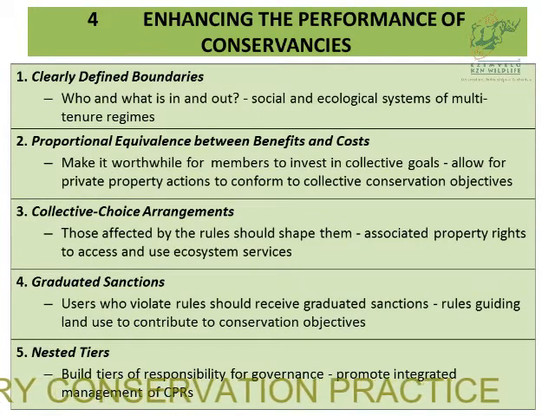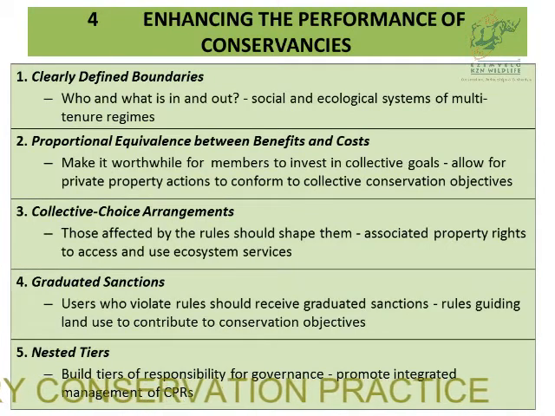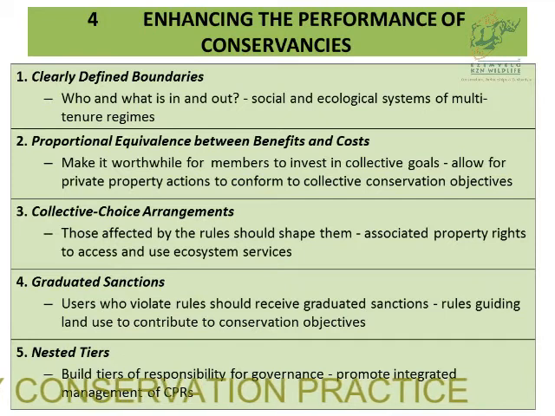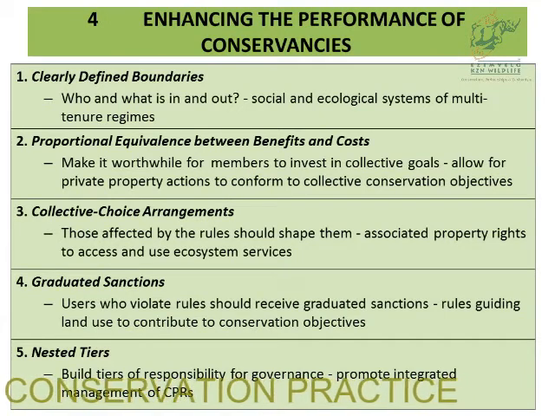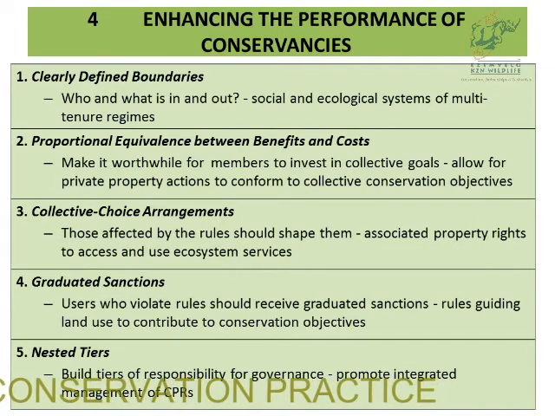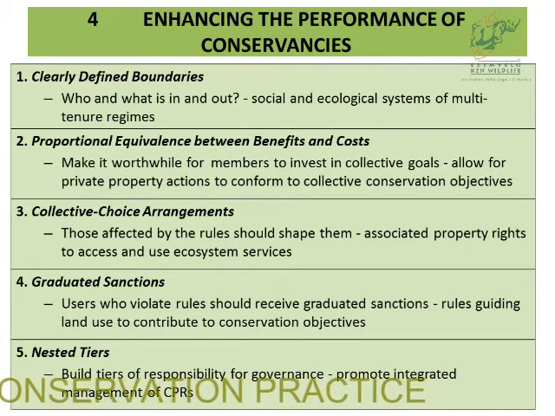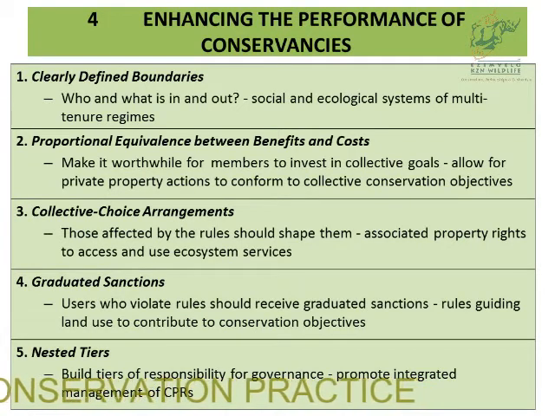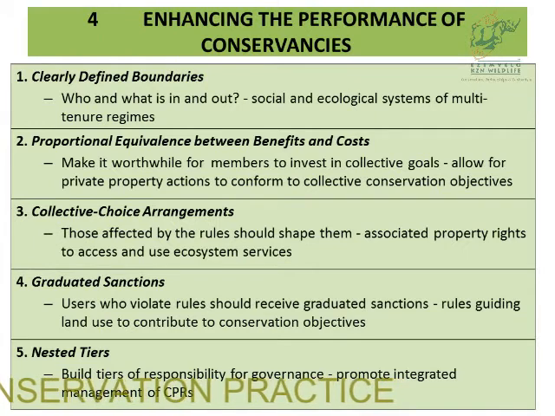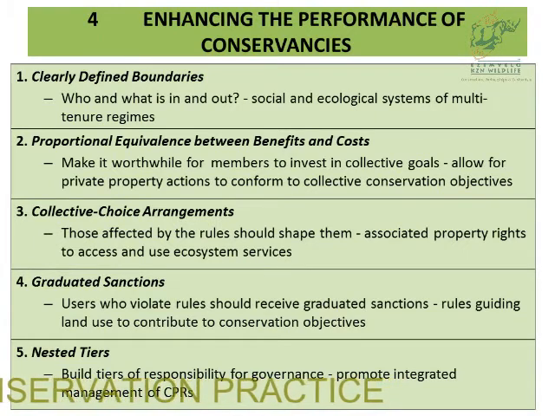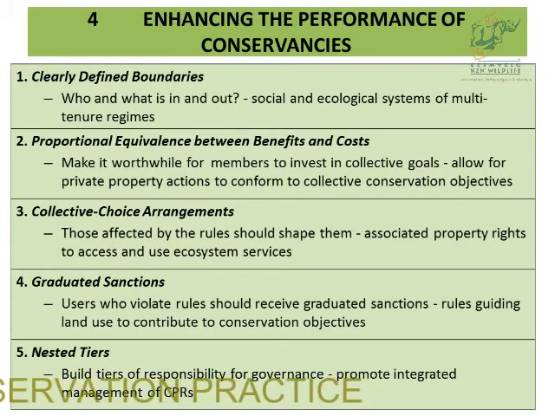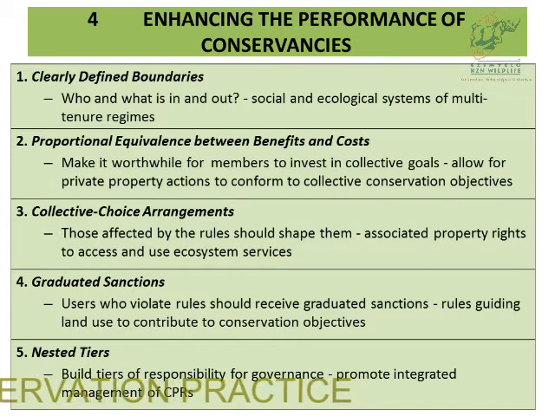Some of the things that need to happen are having clearly defined boundaries in terms of the social and ecological systems of these multi-tenure regimes. There needs to be proportionate equivalence of benefits and costs, so the issue of incentives to individual landowners, but also allowing for property actions to conform to the collective conservation at the landscape scale. There need to be collective choice arrangements where rules are shaped by the landowners, but also where they recognize associated property rights at the landscape scale in terms of access and use of the ecosystem services. And there also have to be graduated sanctions, where these rules guide land use to contribute to collective conservation at the landscape scale.